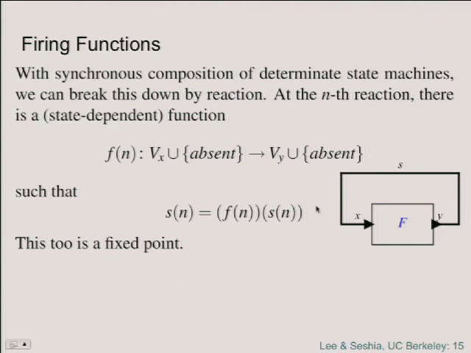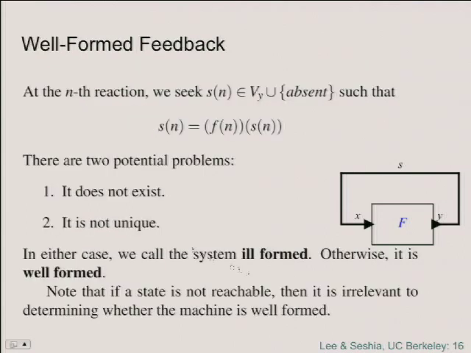So we define what we call well-formed feedback. Well-formed says that for every reachable state, there's a function f of n, and at each reachable state there is a fixed point solution and the solution is unique. If either of these two problems arises, either there is no solution or the solution is not unique, we're going to call it ill-formed.